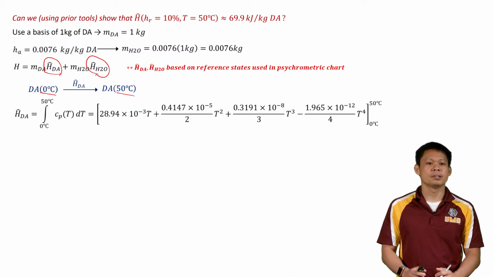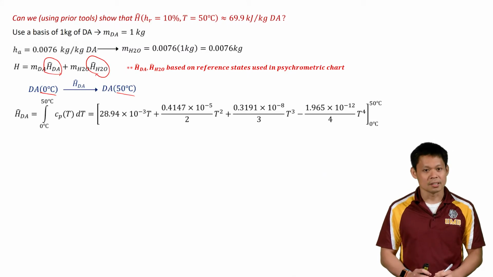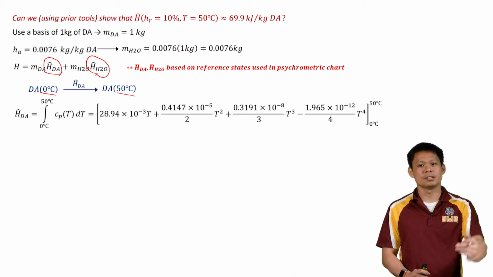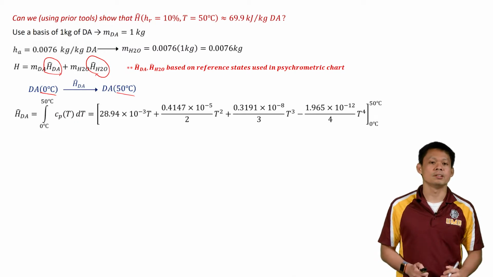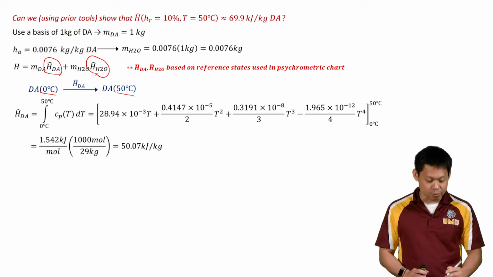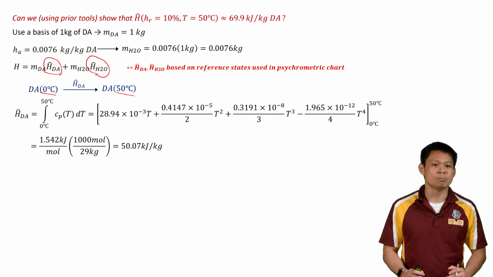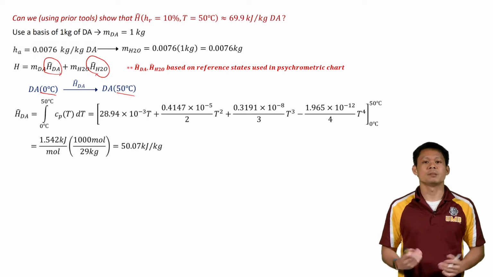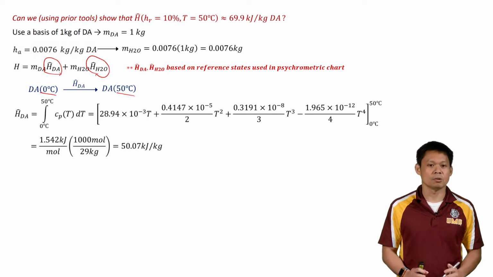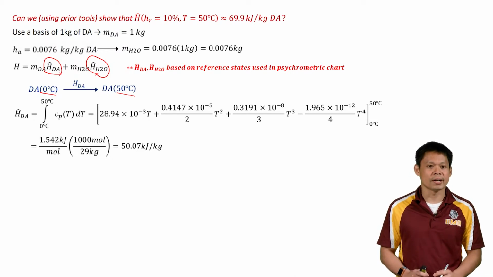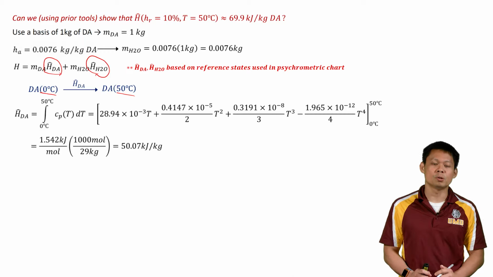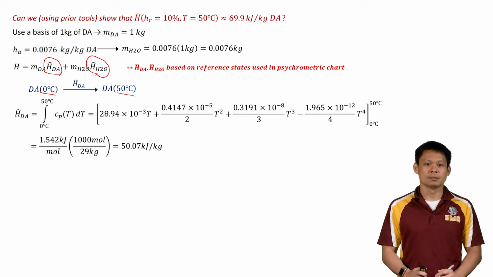Look up the thermodynamic correlations. In this case, it's just the integral of Cp dT from 0 degrees C to 50 degrees C. Look up the A, B, C, and D values, do the integration, and you end up with 1.542 kilojoules per mole. We want everything in terms of kilojoules per kilogram, so now we can convert that by using our molecular weight of dry air, which is 29 kilograms per kilomole, and we have 50.07 kilojoules per kilogram.